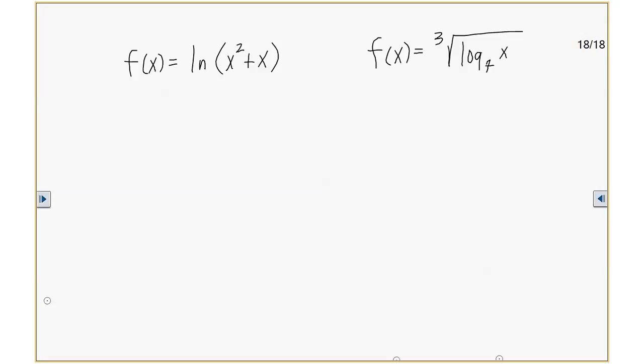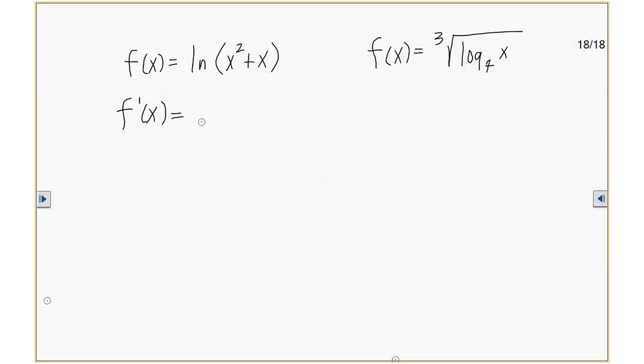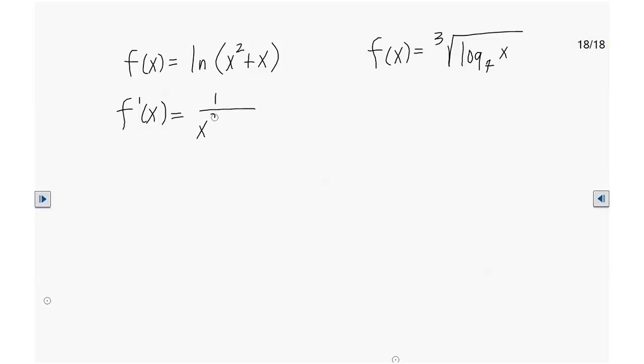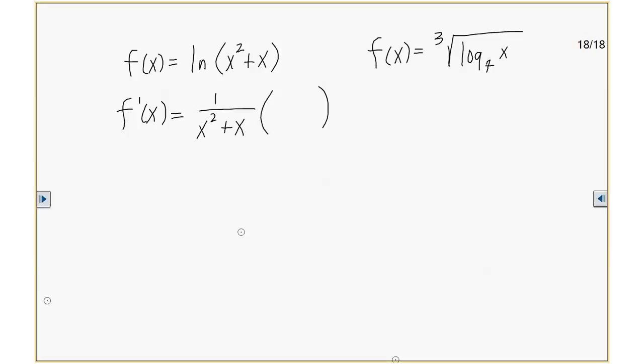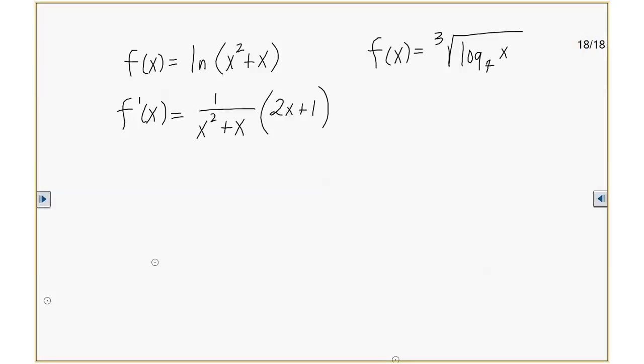The first one isn't too difficult, is it? f prime of x is equal to 1 over x squared plus x times what? 2x plus what? And you feel good about yourself.